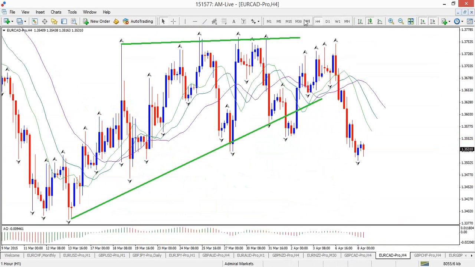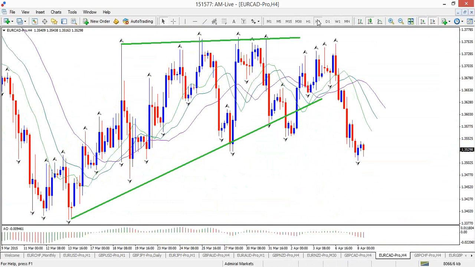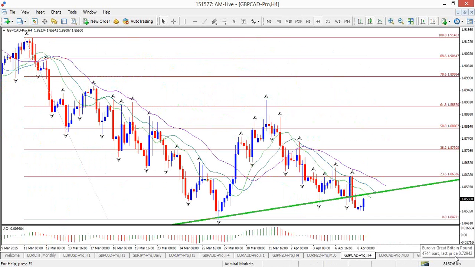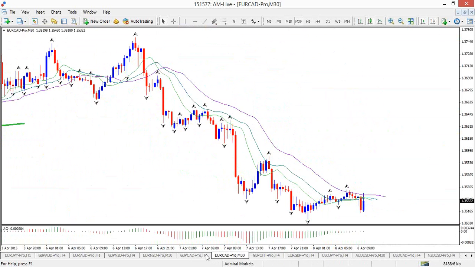All right, EuroCAD. Let's see. EuroCAD is down, down, down. I like the downside potential of the EuroCAD and PoundCAD. The only thing I don't like about it is the dollar CAD and the fact that the dollar CAD is still above this support. That makes me leery about downside.